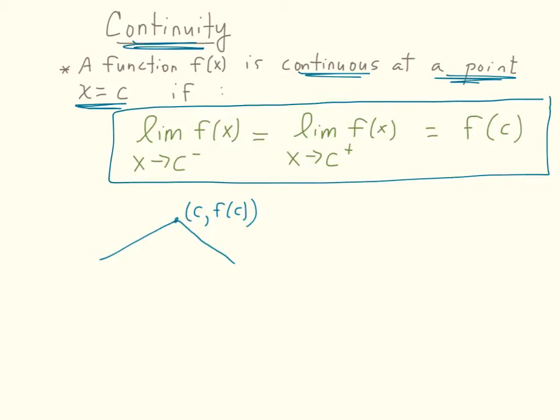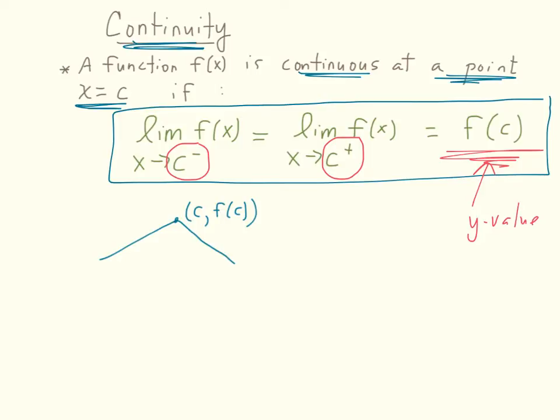So one, we need to have the limit as x approaches c from the left. That has to equal the limit as x approaches c from the right. So that means the overall two-sided limit as you approach c from each side has to exist, right? It has to be the same value. Remember, that's the only way it does exist. It has to be that same number. Well, the two-sided limit has to be the same as the y value, which we call f of c. Okay, so this is the y value.